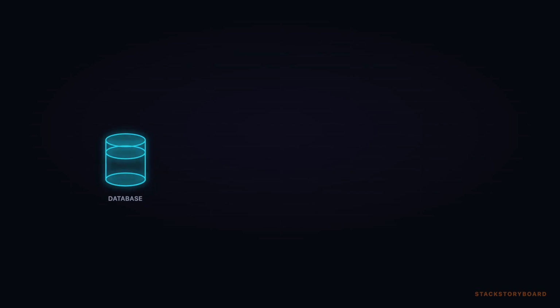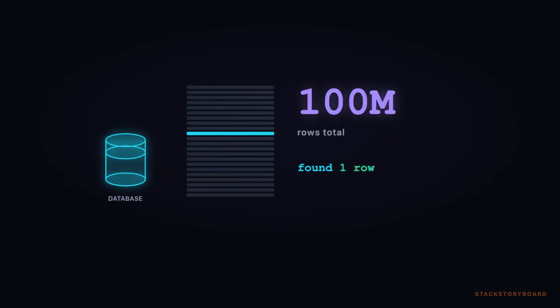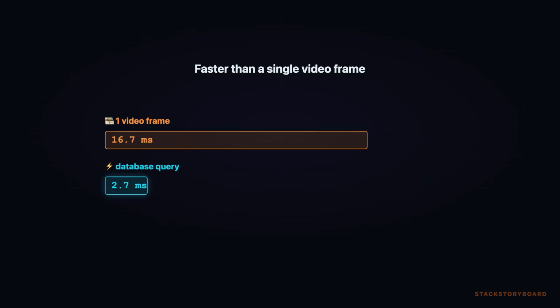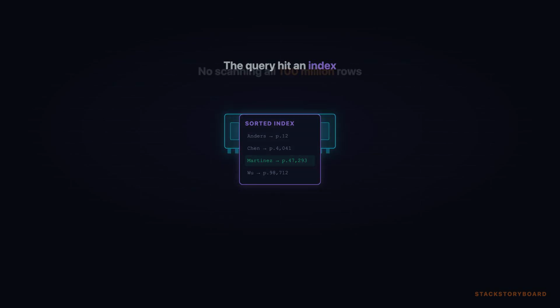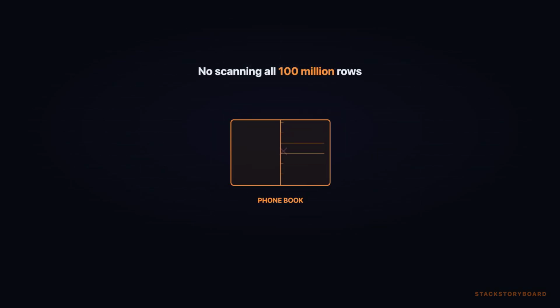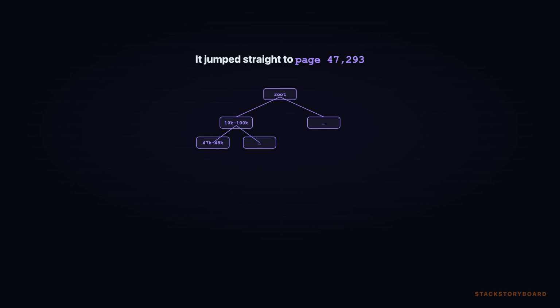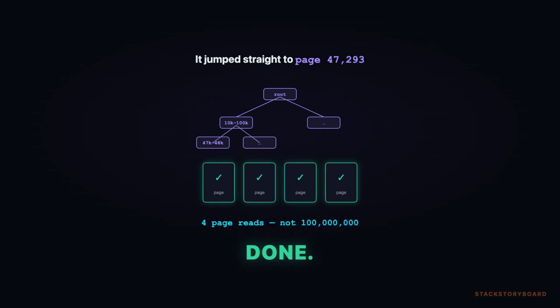Your database just found one row out of 100 million in 2.7 milliseconds. That's faster than a single frame of this video renders. Here's what actually happened. Your query hit an index, which is basically a sorted cheat sheet living in RAM. Instead of scanning 100 million rows, like flipping through every page of a phone book, it jumped straight to page 47,293 using a B-tree structure. Read 4 pages total, done.